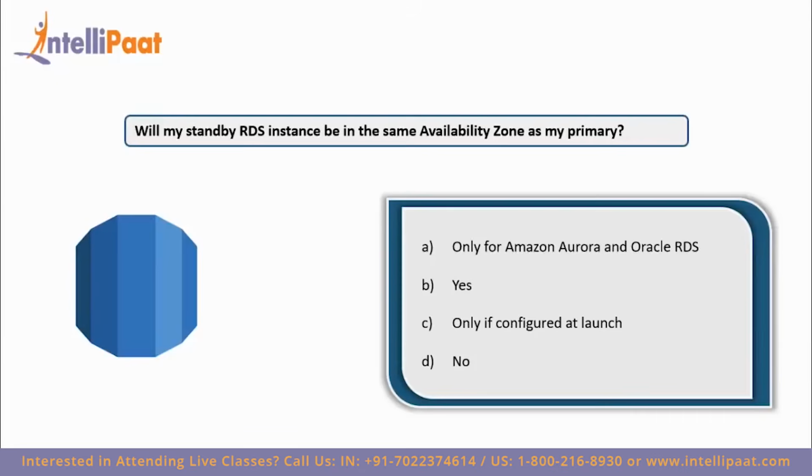Now, if your standby RDS instance is also in the same availability zone as your primary, these situations cannot be tackled. So it is always logical to have your standby machines in some other place, so that even if there is a natural calamity or a power failure, your instance is always up and ready. Because of that, AWS does not give you the option of launching your standby RDS instance in the same availability zone. It always has to be in another availability zone. And that's why the answer is no. Your RDS instance will not be in the same availability zone as your primary instance.